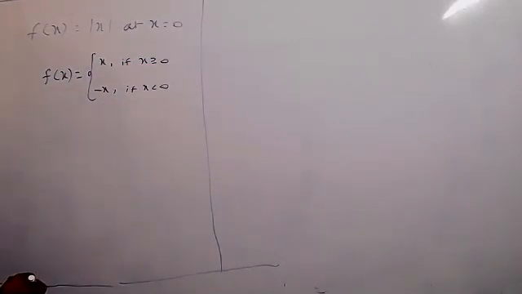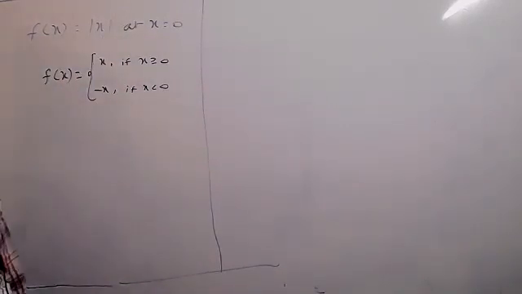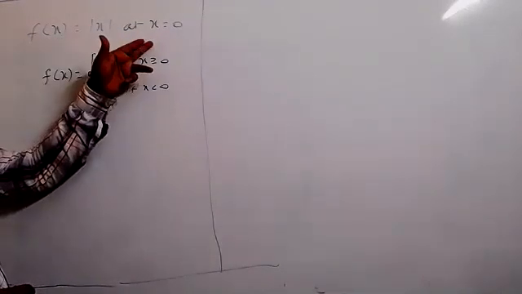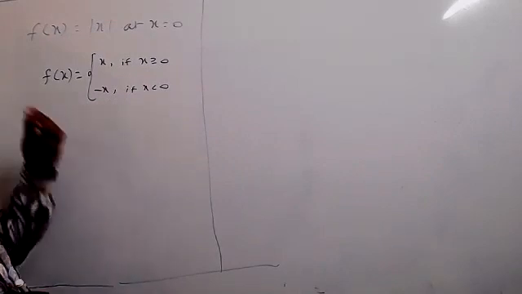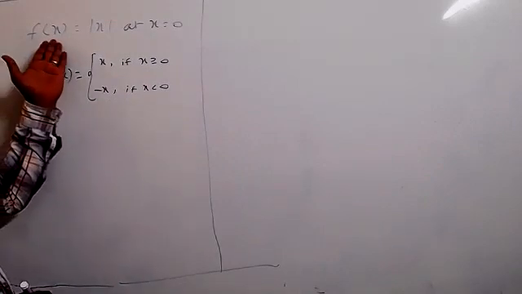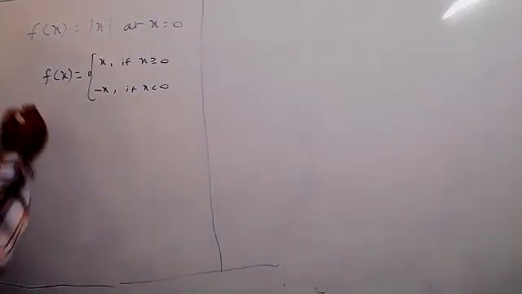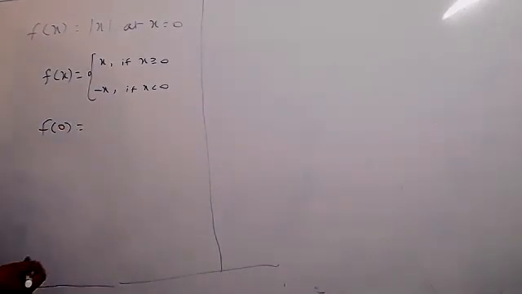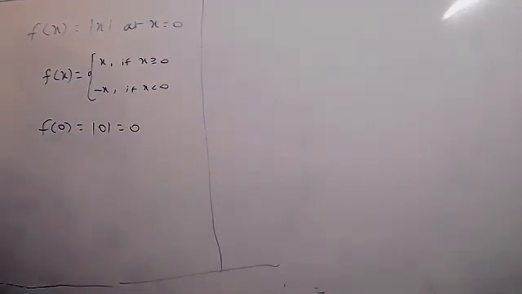Now take the values here. For it to be continuous at x equal to 0, what is the condition we have? Compulsorily f of 0 must be equal to the LHL, equal to the RHL. When these three are equal, then directly we can say the given function f of x is continuous at x equal to 0. First find f of 0. f of 0 equal to modulus of 0 equal to 0.